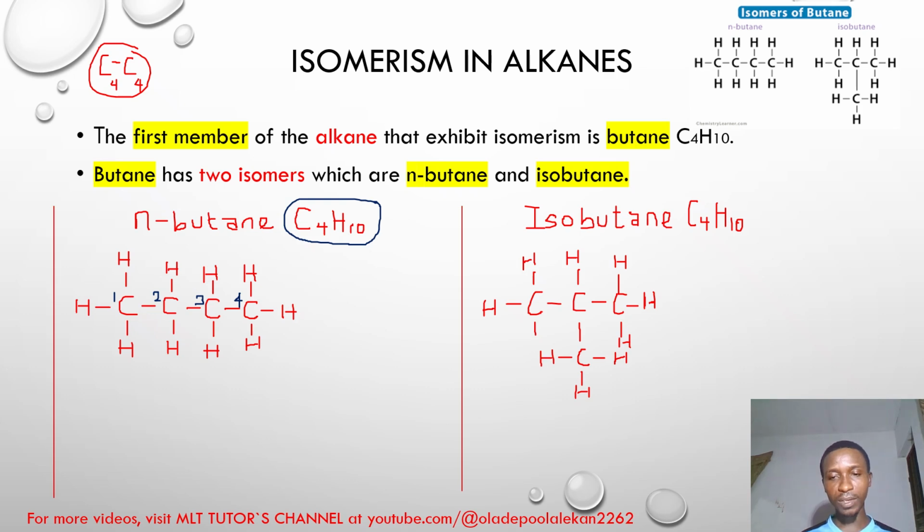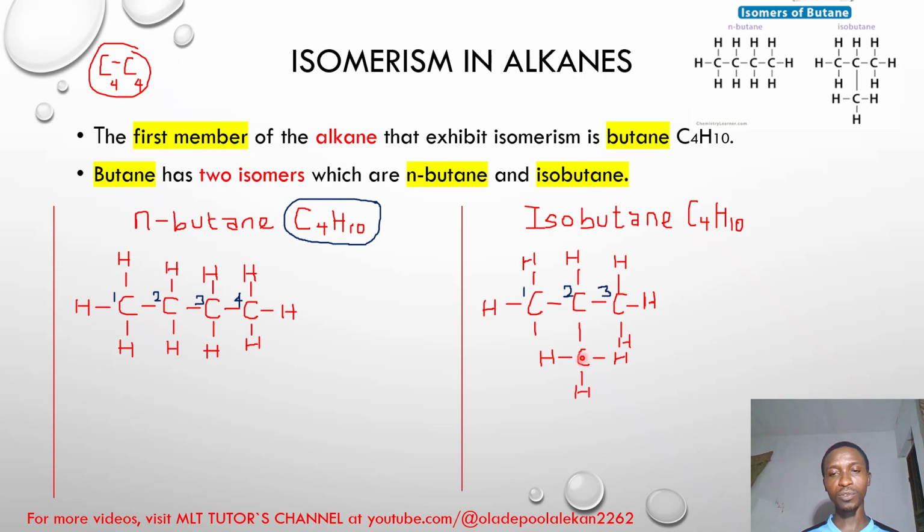So in order to name this, we consider the longest carbon chain, that will be the parent's name. Then we start the numbering from the closest to the branch chain. Since from both left and right they are the same distance to the branch chain, we can actually start our numbering from it. So here will be 1, here is 2, and here is 3. And the total number of carbon atoms we are supposed to have is 4.